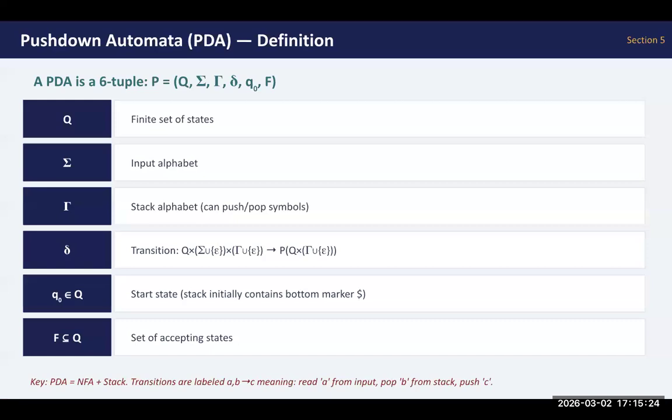The definition for a PDA is that it's a six-tuple. This is very important to remember for each expression because they will ask you in the exam to give a formal definition. So for a PDA, you have Q as a finite set of states, your input alphabet, your stack alphabet, which can push and pop symbols, your transition, your start state, and your set of accepting states. An important key is a PDA is equal to an NFA plus a stack, and then transitions are labeled as so, meaning read a from input, pop b from stack, and push c.